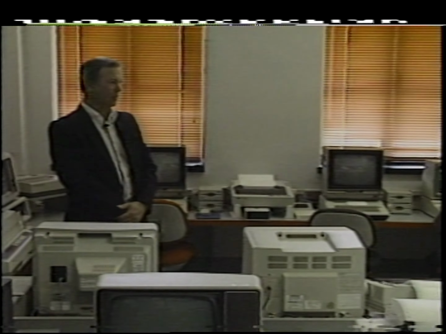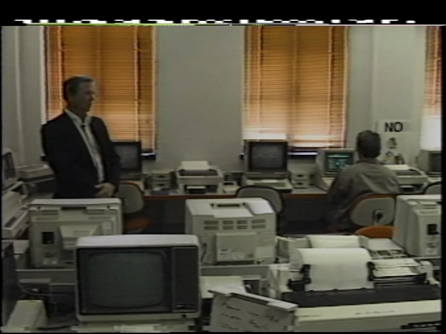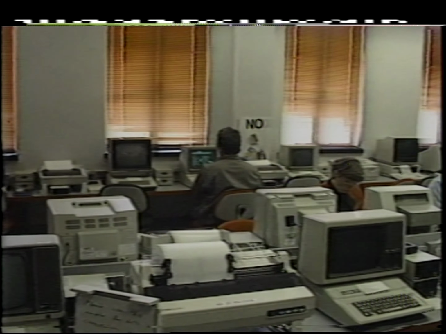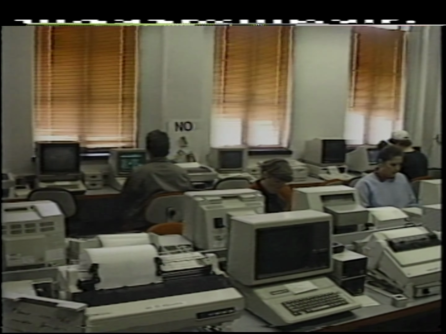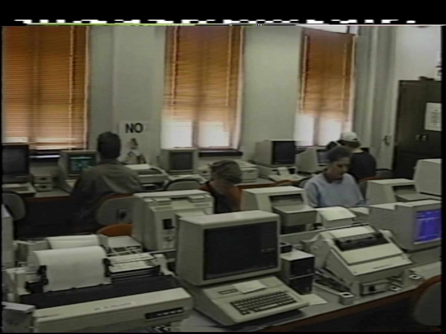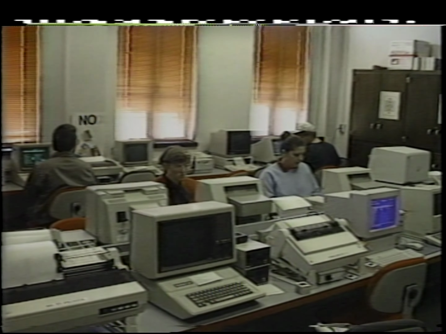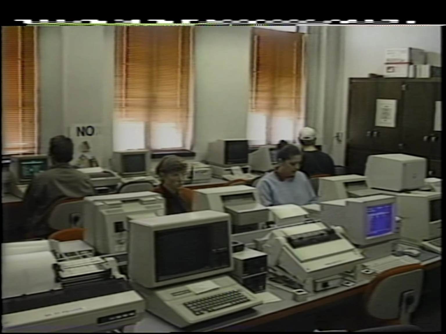Welcome to the Education Computer Center at Texas Tech. In this facility, we're concerned with the training of teachers in the use of computers as personal productivity tools and also as a learning medium. Students work with computer-assisted instructions, drill, practice, simulation, tutorial programs. They also use word processors, database, spreadsheet, and graphics programs.